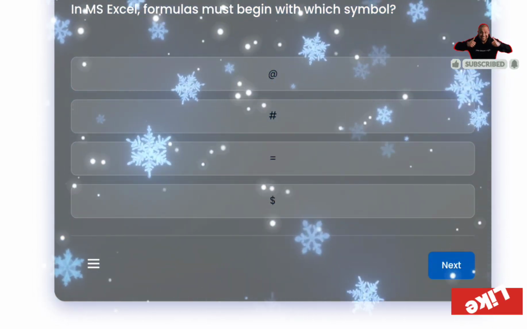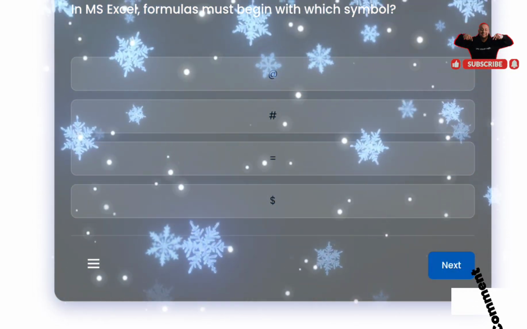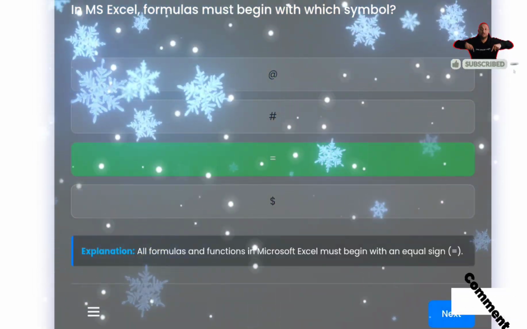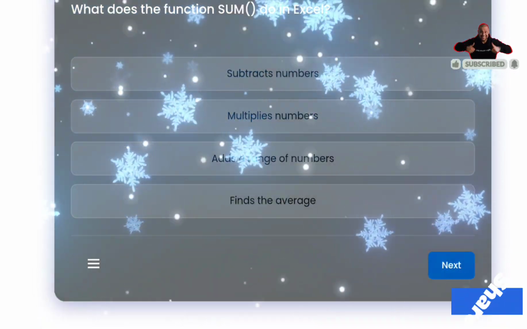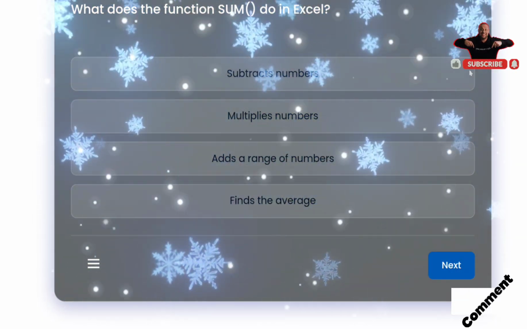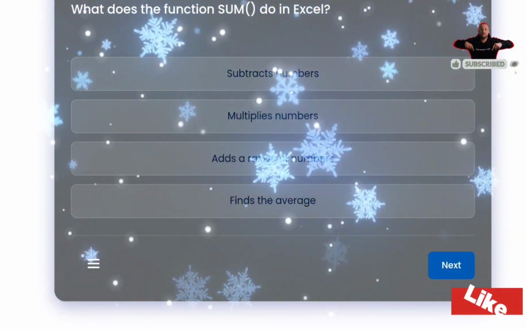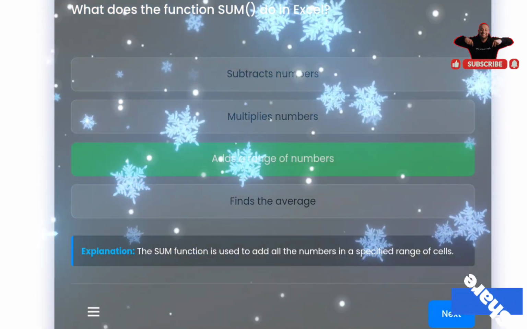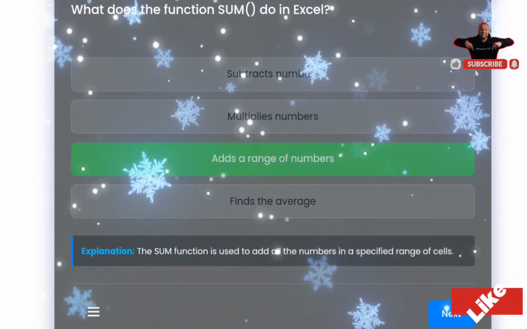In MS Excel, formulas must begin with which symbol? Equal. Okay. Next question. What does the function SUM do in Excel? That adds a range of numbers.